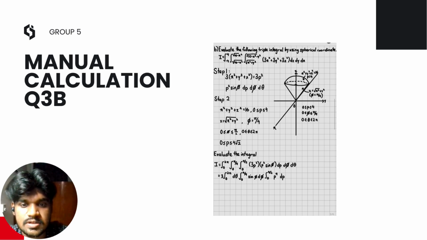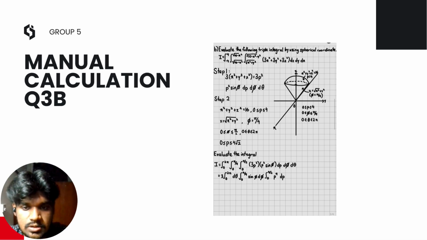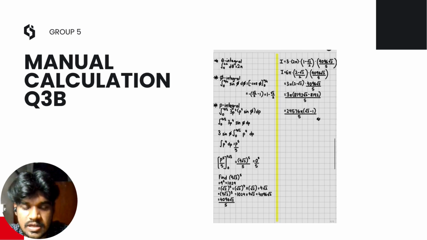Next, the integrand 3x squared plus 3y squared plus 3z squared becomes 3 rho squared, and the volume element becomes as given in the manual calculation. It splits into three independent single integrals, as you can see in the manual calculation. After that, we need to evaluate each part.